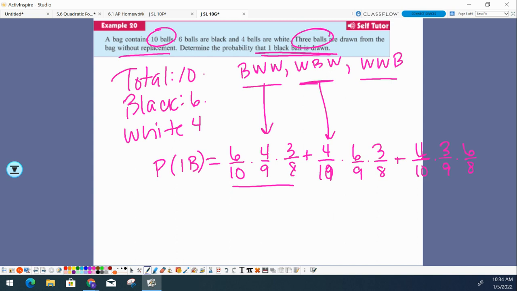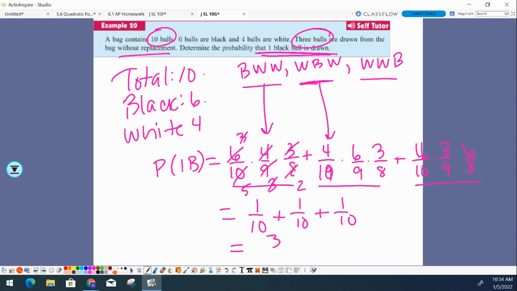So let's look at what this would be. I'm going to go ahead and just cross cancel here. 3 can go into 9 3 times. 4 can go into 8 2 times. We can reduce 6 tenths into 3 fifths. And then the 3's can cancel. So this really is just 1/10. All 3 of these: 1/10, 1/10, 1/10. So my final probability should be 3/10.